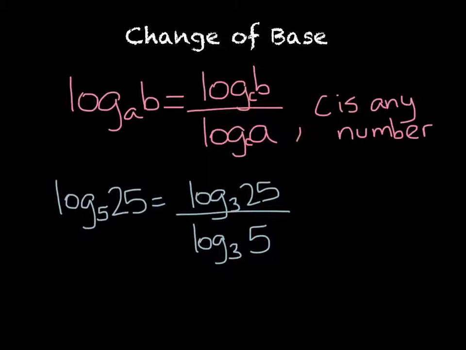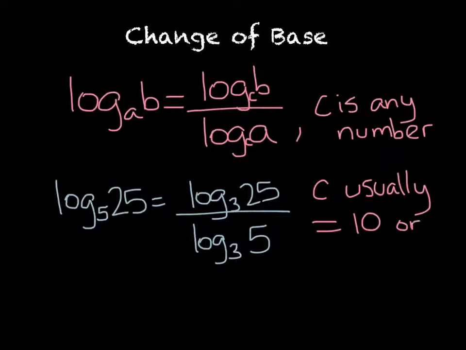And so what people usually do is they let c equal 10 or e, just because those are the two most commonly seen logarithms. This allows us to evaluate expressions for logarithms using a calculator, because most calculators only work in base 10 or base e.